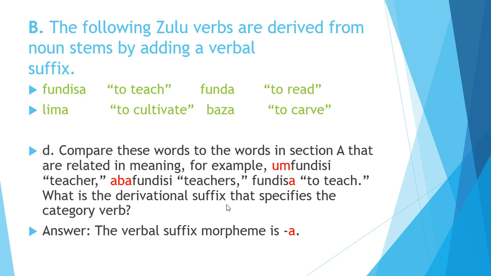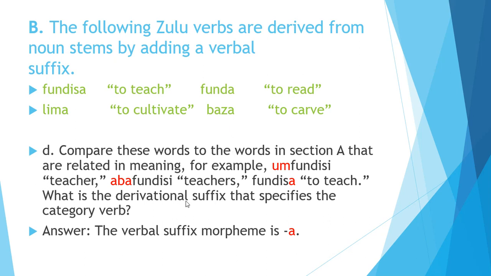Now the question is, what is the derivational suffix? You need to know what a derivational suffix is. What is a derivational suffix that specifies the category verb? You see here that all of these words in Zulu are verbs. Fundisa, lima, funda, basa. What is a suffix? A suffix is a morpheme that is added at the end of the word. Exactly, at the end. So the suffix that we see here at the end of the words is a. A here at the end of Fundisa, a at the end of Lima, a at the end of Funda, and a at the end of Basa.